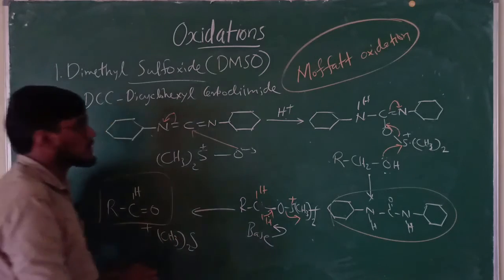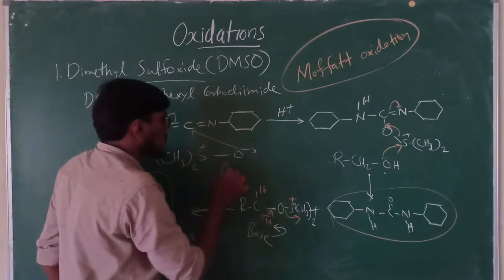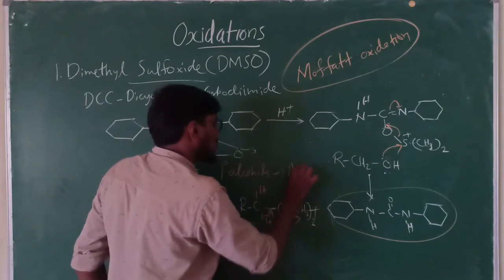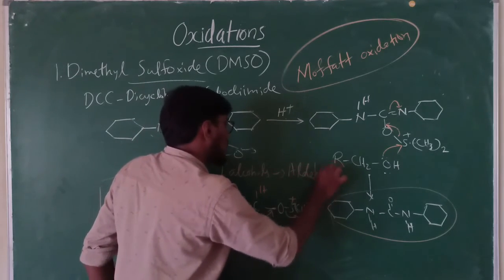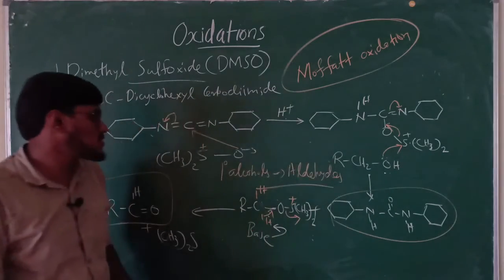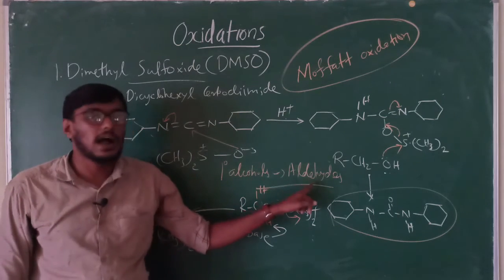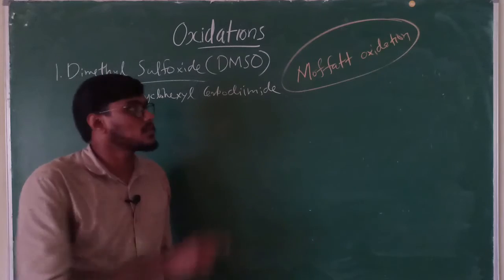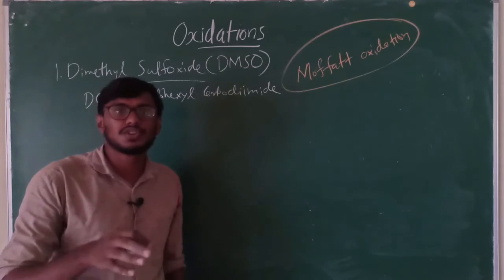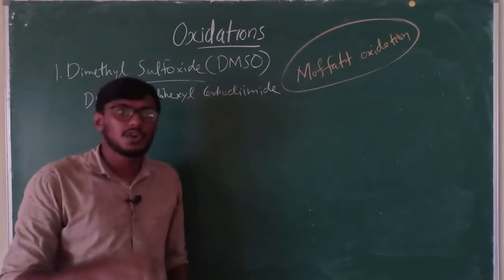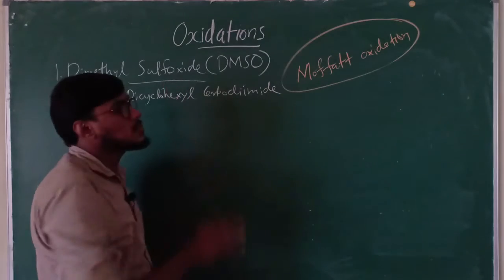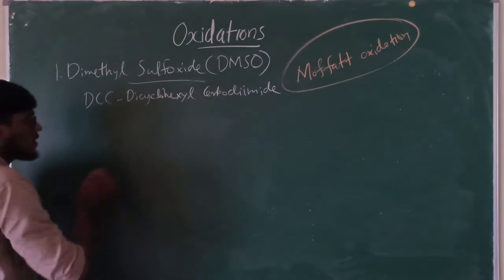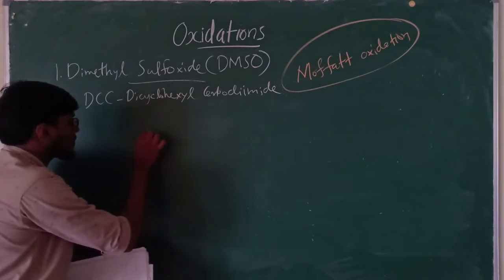This oxidation is primarily used for the oxidation of primary alcohols to aldehydes, a very important oxidation reaction. This is known as Moffatt oxidation reaction. One example for this Moffatt oxidation, or the oxidation of alcohols to carbonyl compounds using DCC and DMSO, is like this.